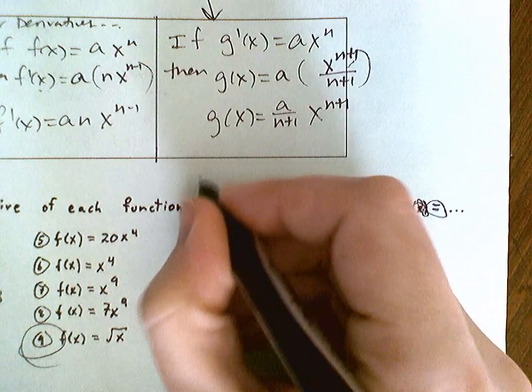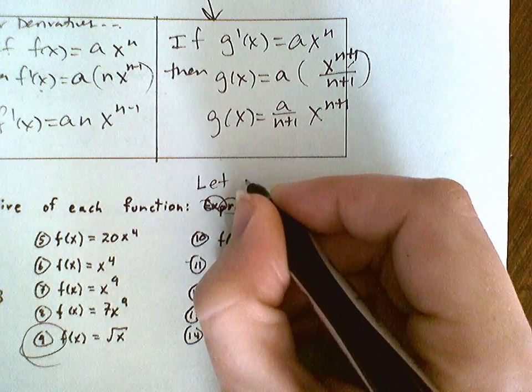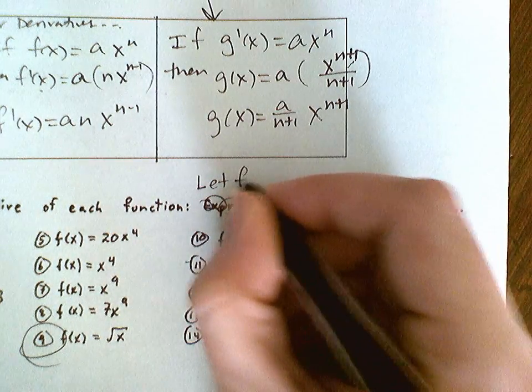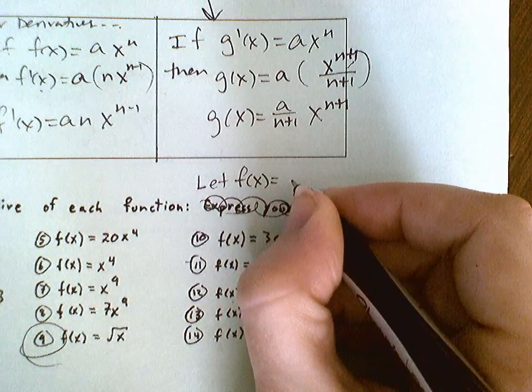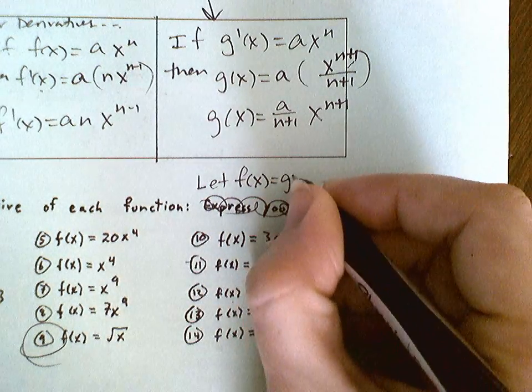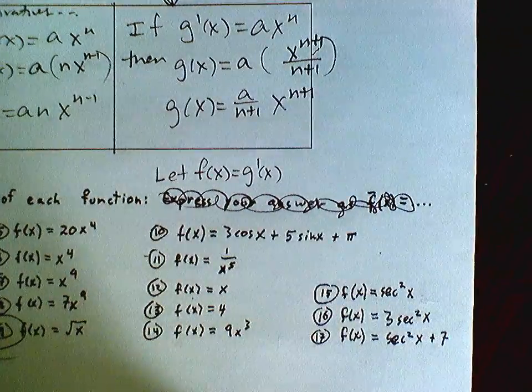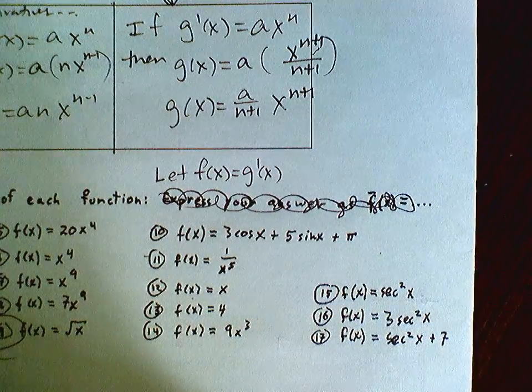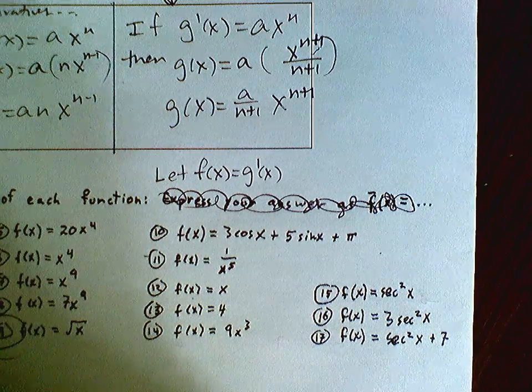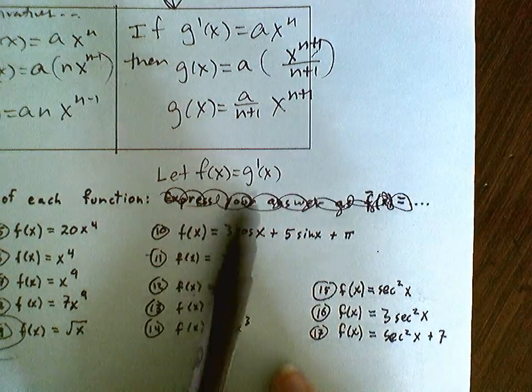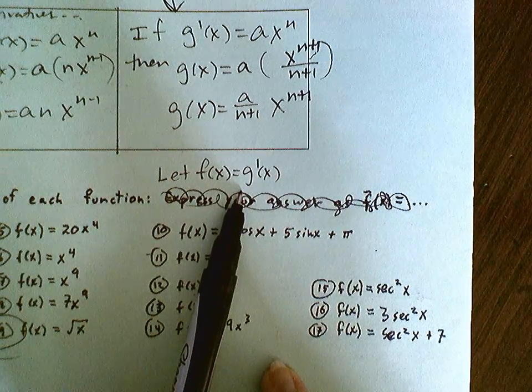I'd like you at the beginning to always let, and we won't have to do this for long, physics people, I know you're probably already pretty good at this. So at first I'd like you to let f of x equal g prime of x. So we're going to be thinking of the original function as a derivative. So this is going to get our mind thinking of it as the derivative of some function.